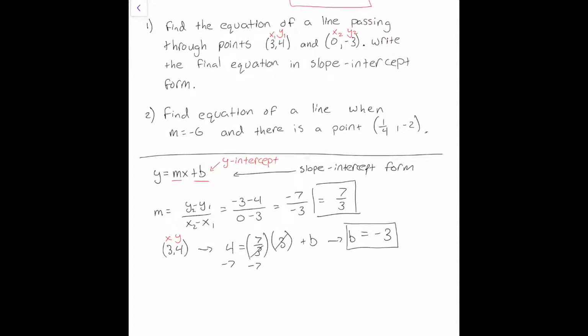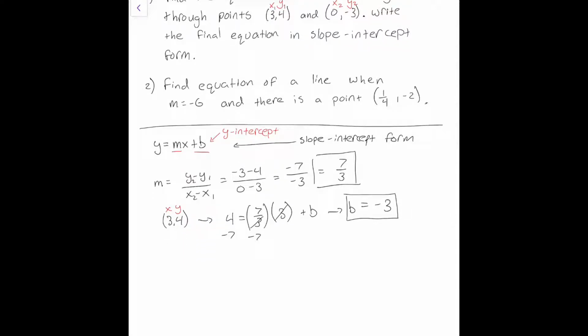y-intercept. So now that we've solved for the y-intercept and we've solved for the slope, we can go ahead and plug these values into the slope-intercept form, and that will be the final equation here. So y equals 7/3 times x minus 3, because that's our y-intercept, and that's our equation here.